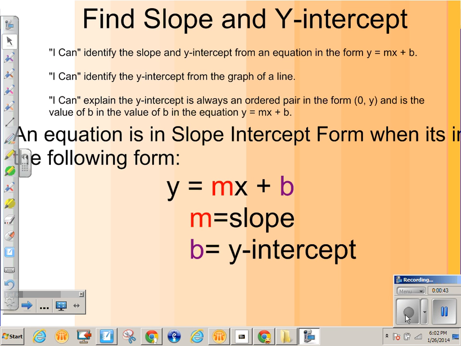An equation is in slope-intercept form when it's in the following form: y equals mx plus b, where m is the slope and b is the y-intercept. So far, we have concentrated a lot on the slope. In the first target, we talked about y equals kx, where k was the slope because it always went through the origin. Then we did a shift to m is the slope, and now we're going to talk about b, which is the y-intercept.